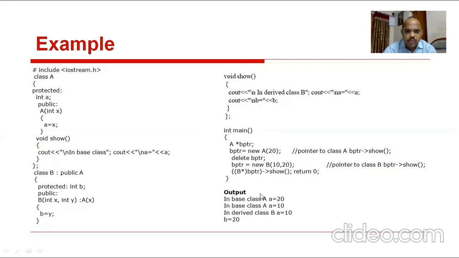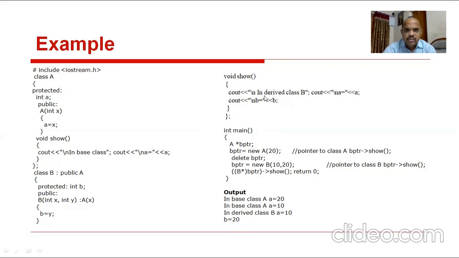Then this is the output: A is equal to 20, A is equal to 10, and B is equal to 20. Observe, all of you, here it is displayed 2 times. Then simply BPTR dot show. It can call the show function. Clear, all of you? This is the show function.